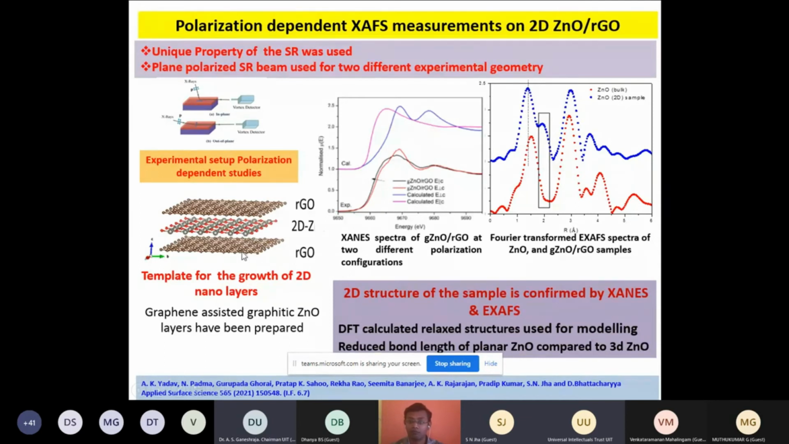So this was done with a combination of XANES as well as EXAFS, and you can see clearly there is a difference between the zinc oxide of the bulk and this one, I mean the 2D sample. And the same thing was also observed in the XANES studies. You can see in the blue, which is the perpendicular, when the E is perpendicular to the C axis, you see the doublet, whereas in the other case you see the single peak.